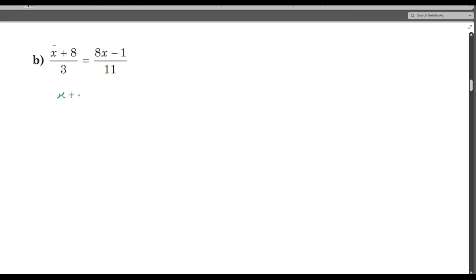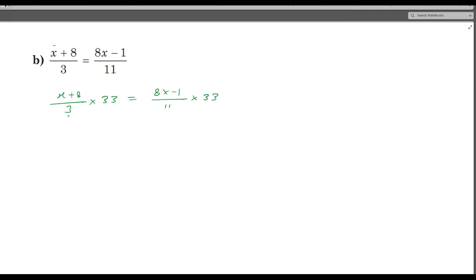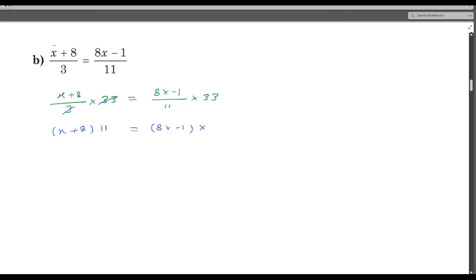So your x plus 8 divided by 3, it is multiplied by 33. And on the right hand side, it is 8x minus 1 divided by 11. It is multiplied by 33. So after multiplication by 33, you will see that x plus 8 is now multiplied by 11. And on the right hand side, 8x minus 1 is multiplied by 3. Okay, so 11 times 3 is 33 and 3 times 11 is 33.